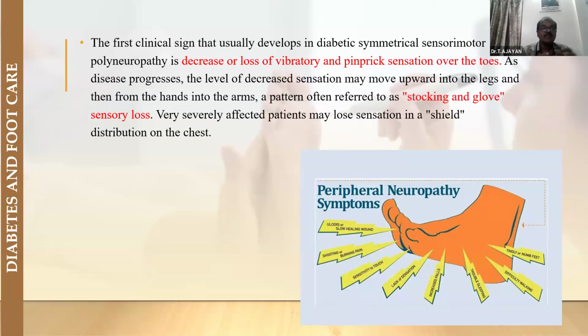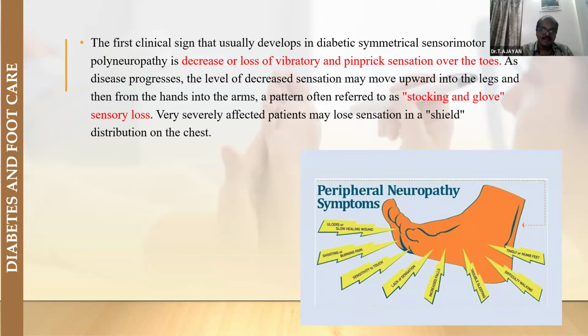There is a sensory loss, which affects the legs first and then finally the hands and arms. This is peripheral neuropathy. The sensations include a lack of sensation, sensitivity to touch, and shooting or burning pain. The patient always complains of a burning sensation.